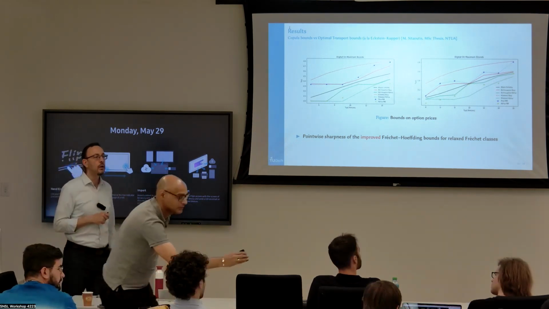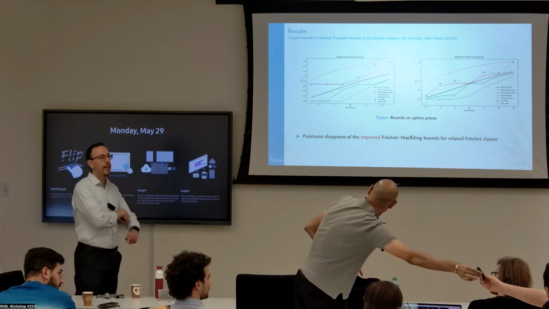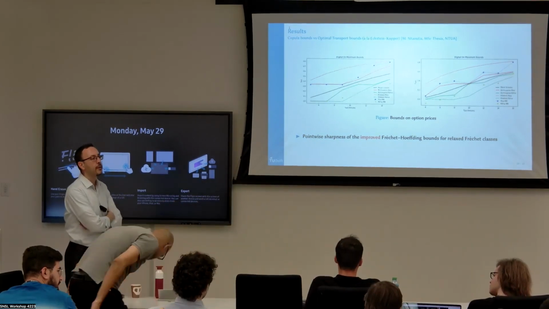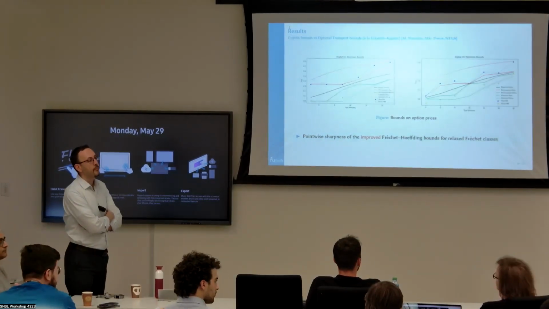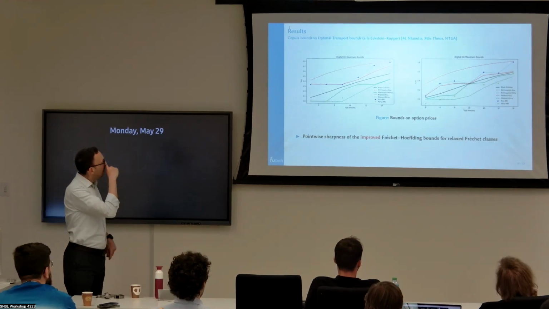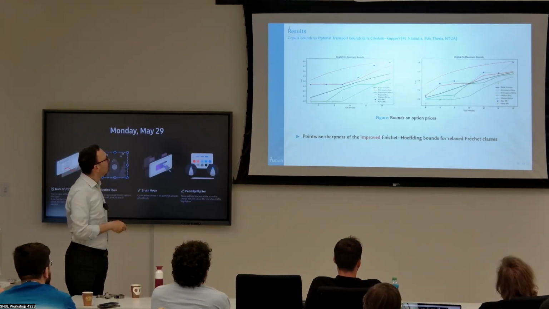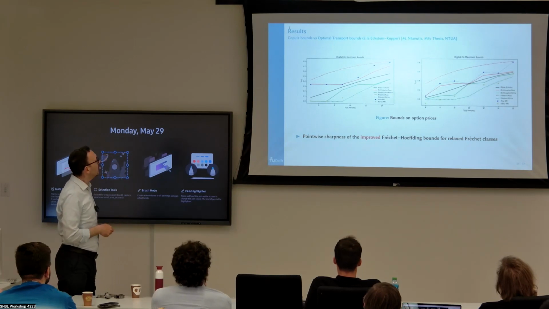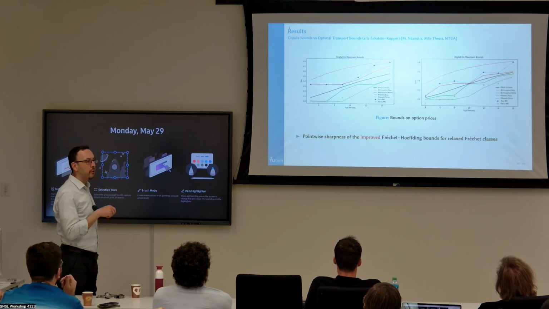Yeah. Just to understand the pictures better. So what is the difference between the two pictures? So the x-axis at the bottom is the strike, right? The difference between the two pictures is the type of information that you have.